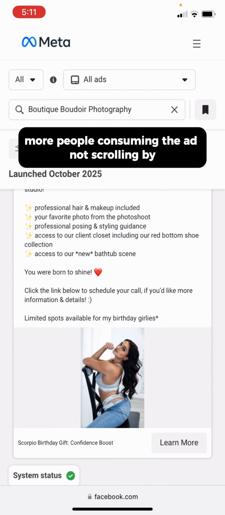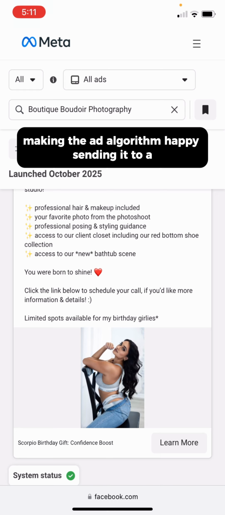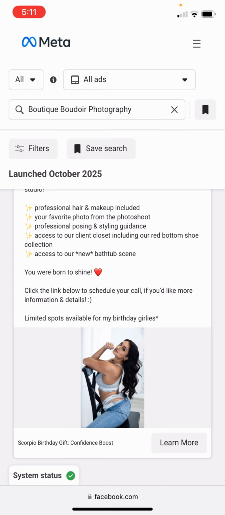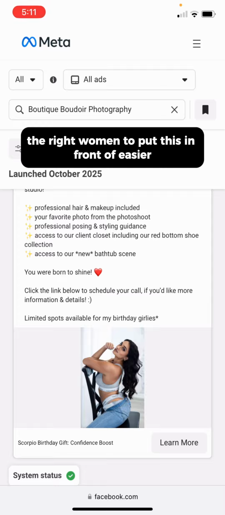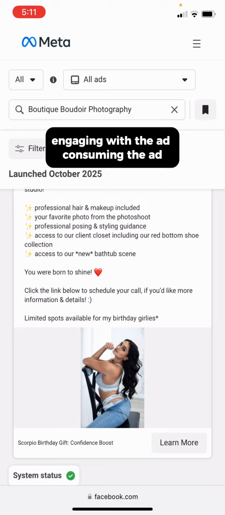So we're going to have more people consuming the ad, not scrolling by, making the ad algorithm happy. It's able to find the right women to put this in front of more easily when we have more people engaging with the ad, consuming the ad.